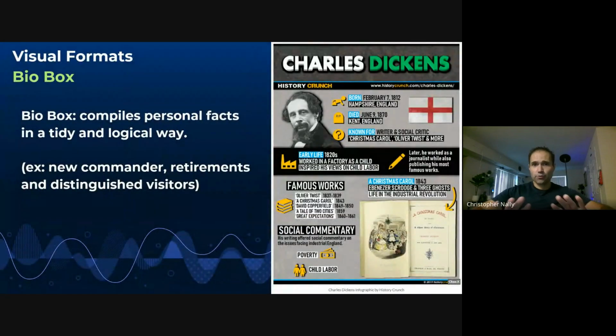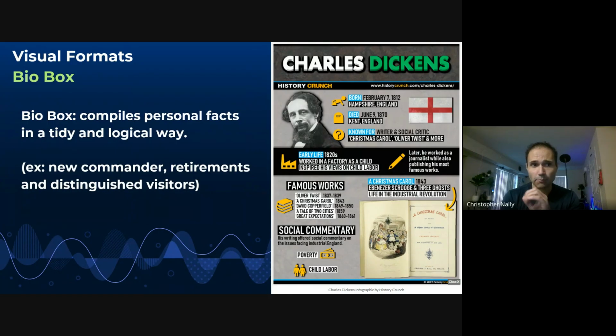And then we have what is known as a bio box. And a bio box is kind of the same thing as a fast facts box, except it's about a person, or it could be about multiple people. Basically, think of it as a biography facts box. In the example here, we have Charles Dickens, and we have just a little bit of his background information, when he was born, when he died, what he was best known for, and a little bit about his most famous works. So again, it's just giving facts about a subject, which makes it a bio box.